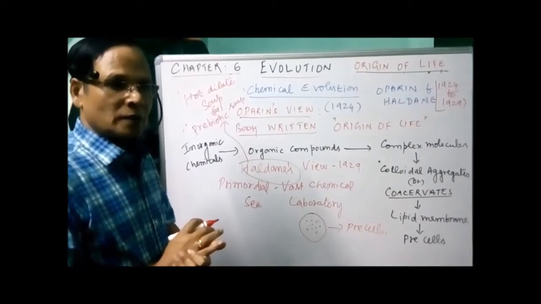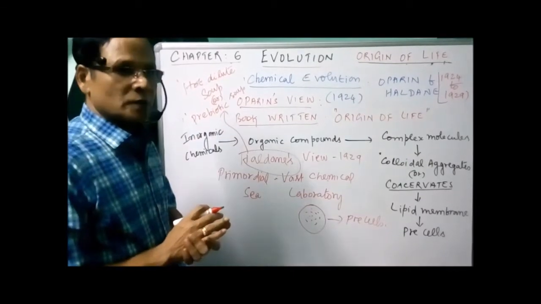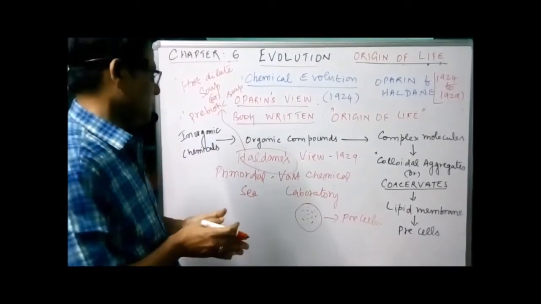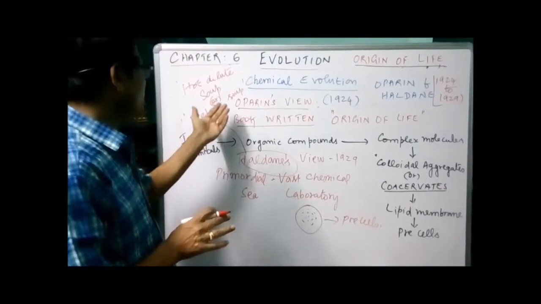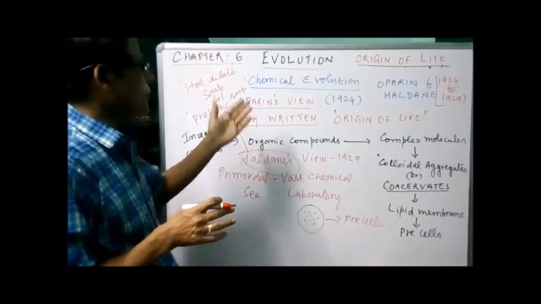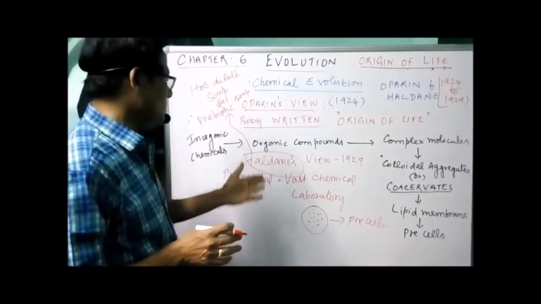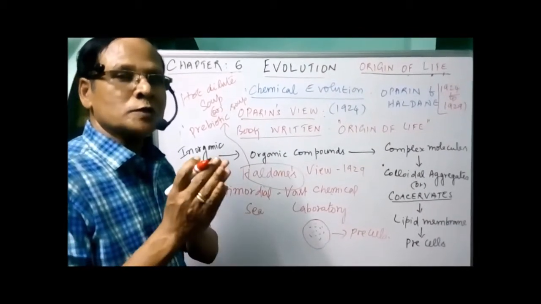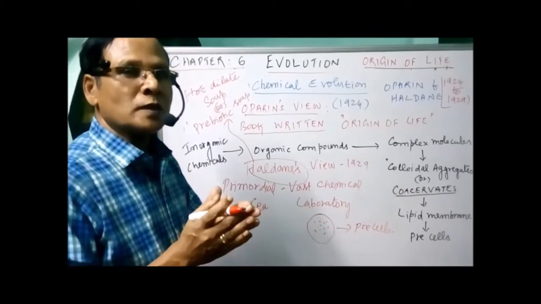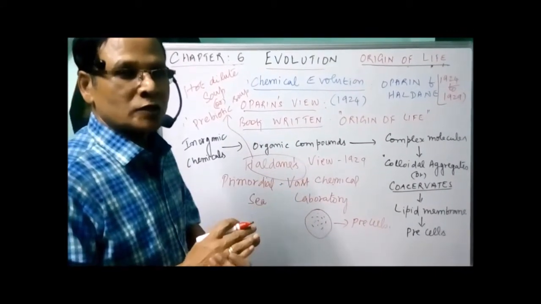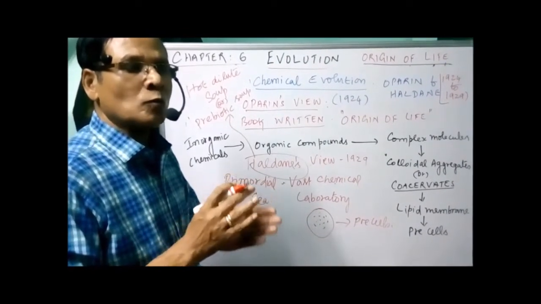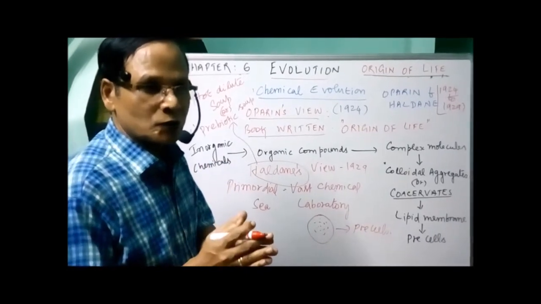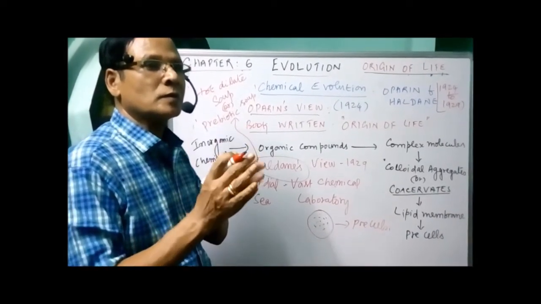The term prebiotic soup became the symbol of Haldane and Oparin's view of origin of life. So that was the concept developed by Haldane. According to these two people, who independently suggested it, if the primitive atmosphere was a reducing atmosphere, and if there was an abundant supply of energy in the form of UV radiations or lightning, then a wide range of organic molecules can be synthesized.